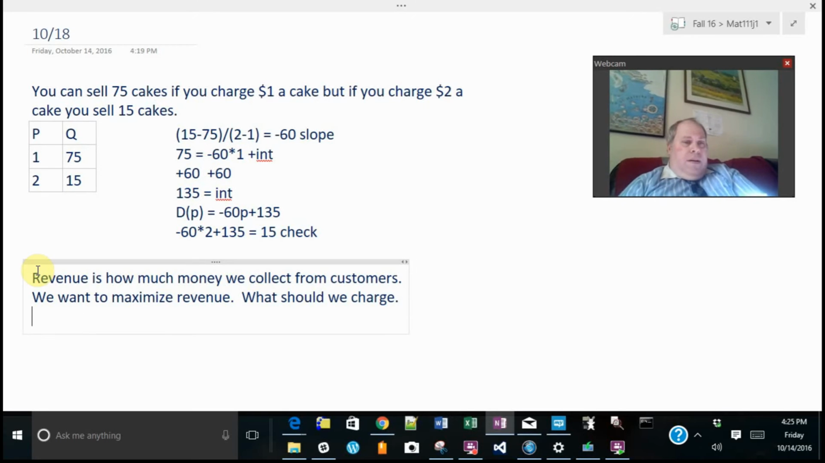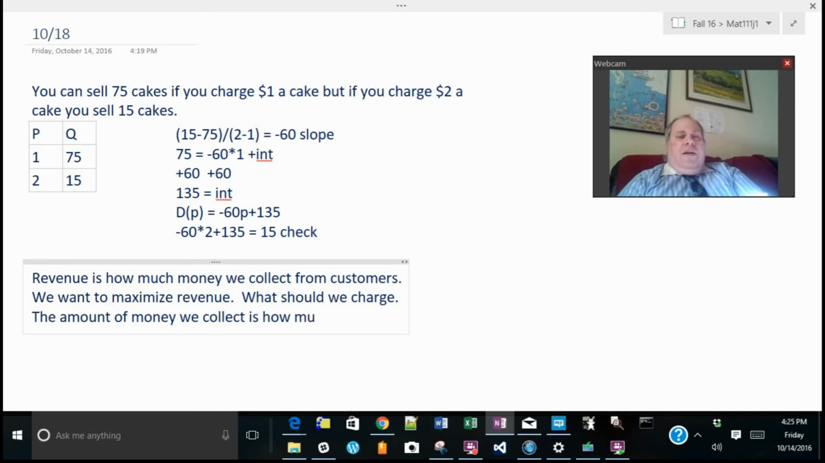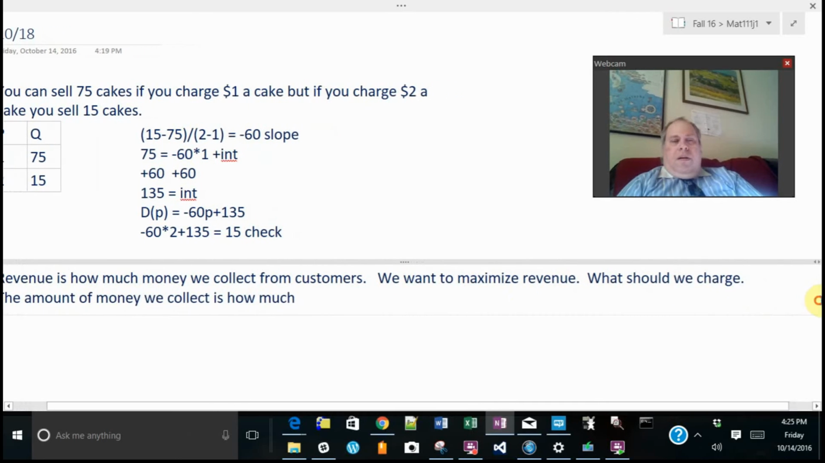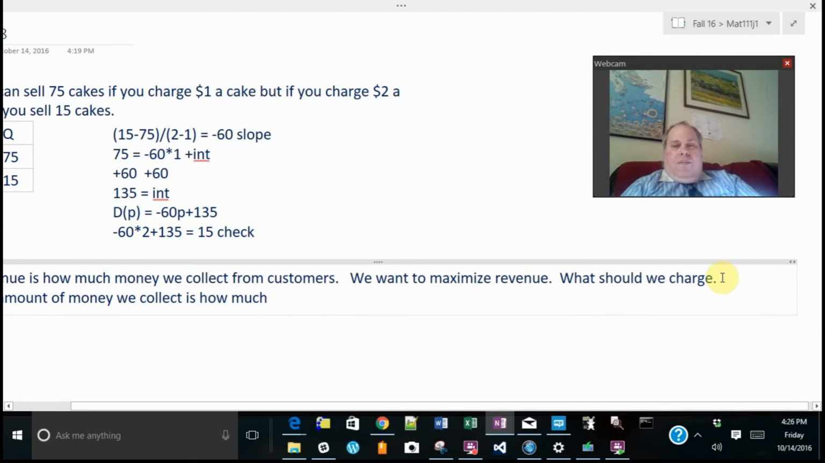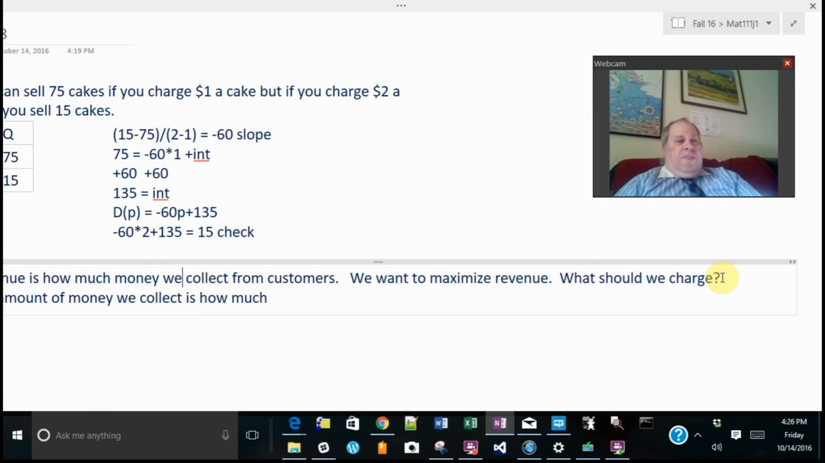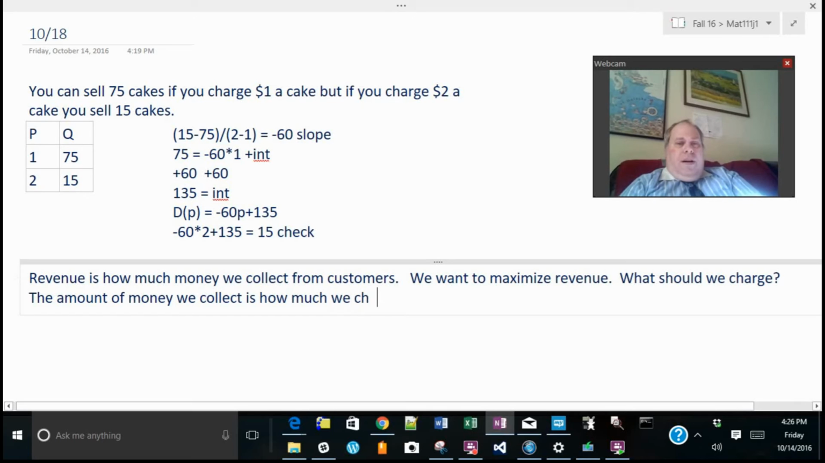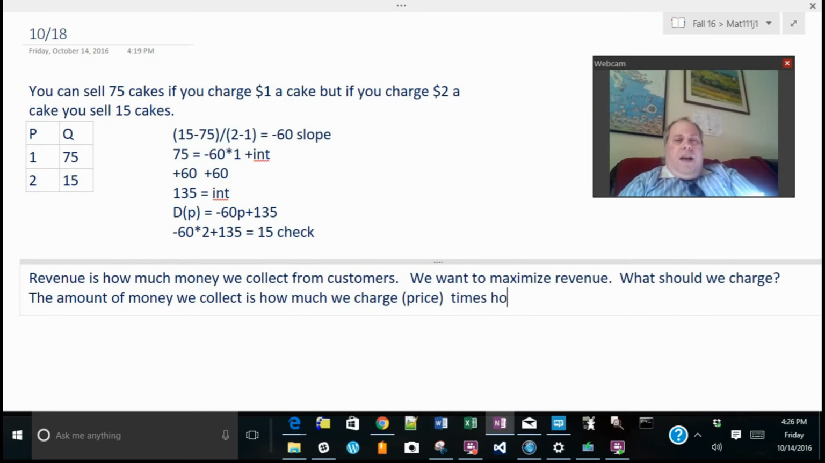Well, the amount of money we collect is how much we charge, the price, times how many we sell, the quantity. So it's P times Q.